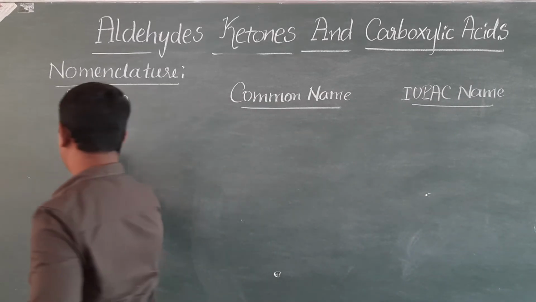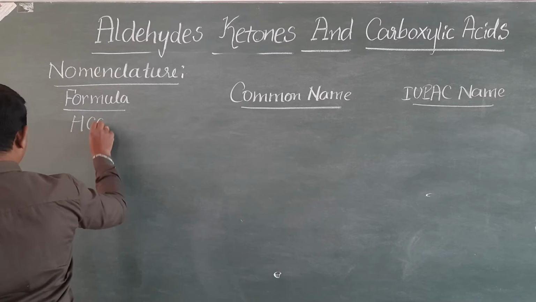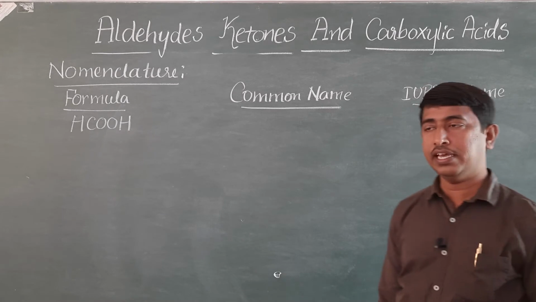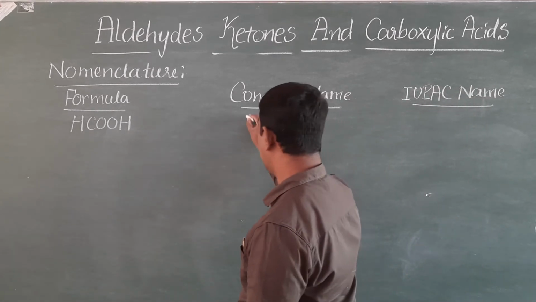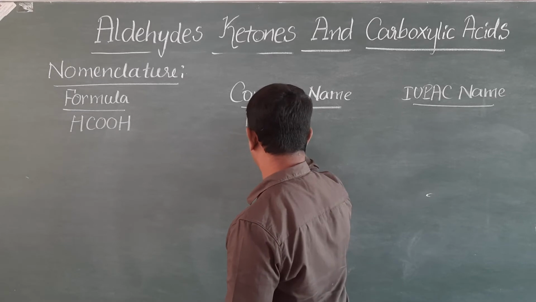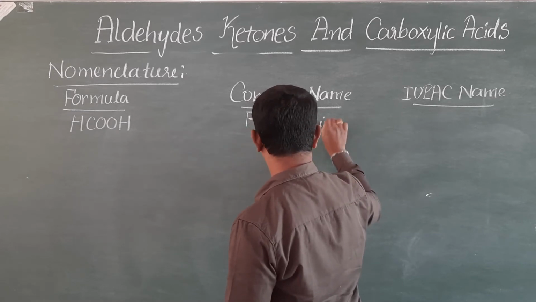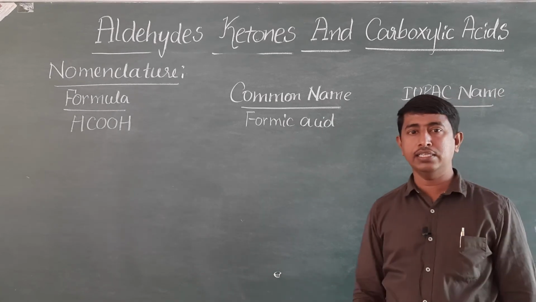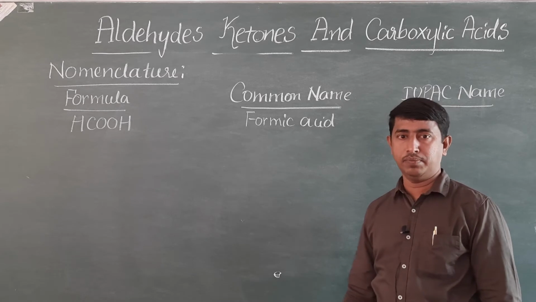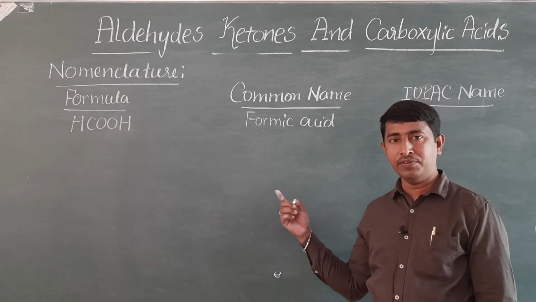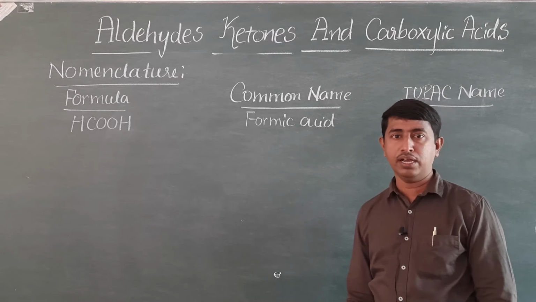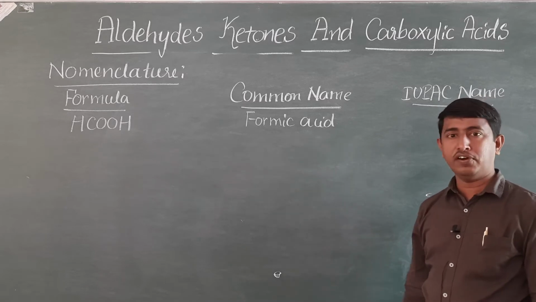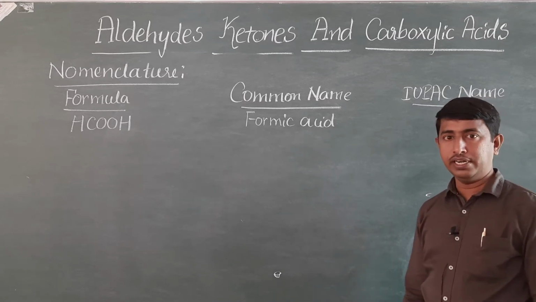Okay, I will write the first member. First member of carboxylic acid is HCOOH. This acid is called formic acid. And this formic acid is present in red ants, and in Latin language, formica means ant. So HCOOH is named as formic acid, and the source of this formic acid is red ant.